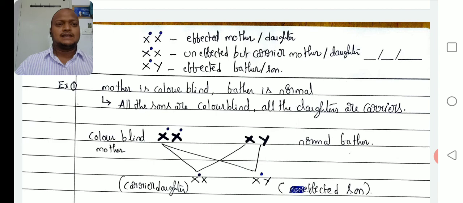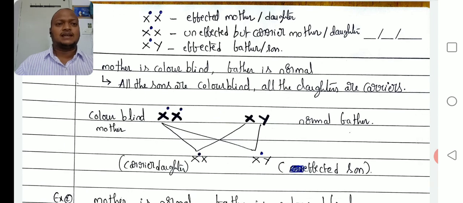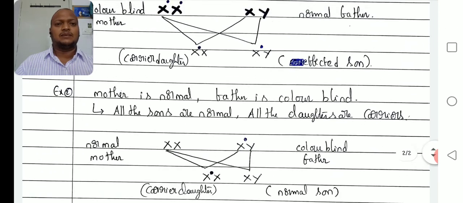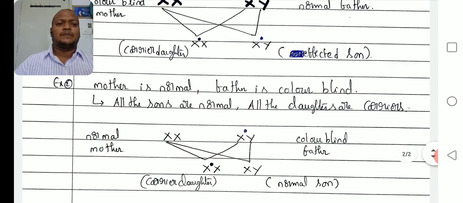Clear? Right. So in case mother is colorblind and father is normal, that was example 1. In example number 2, what happened? Mother is normal and father is colorblind. In that case, what type of progenies are formed? Mother is normal means XX, and father colorblind means X^c Y. So cross them, and what children are formed? X^c X means carrier daughters, XY means normal sons.